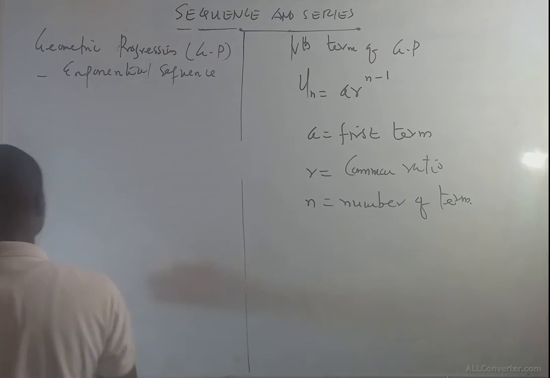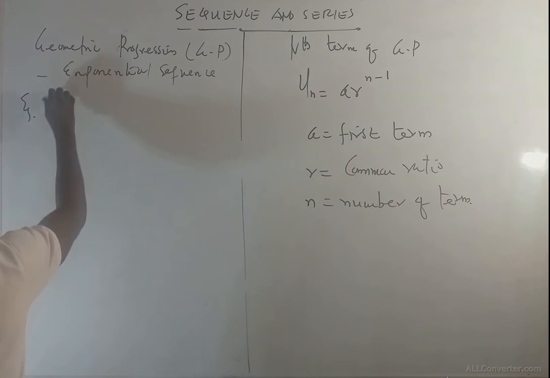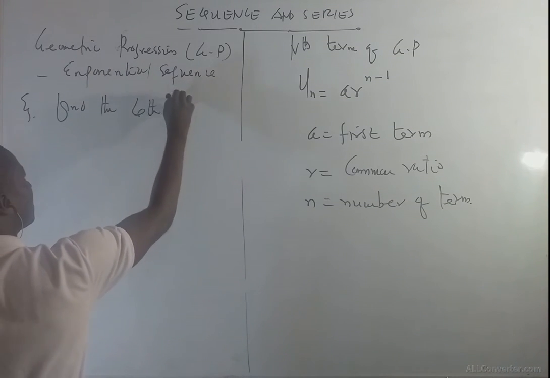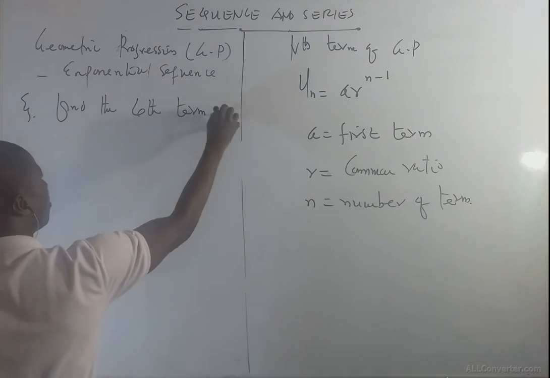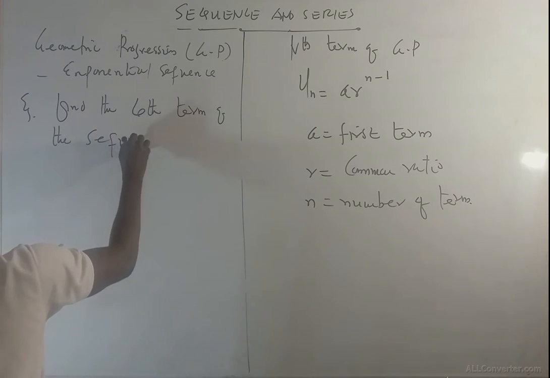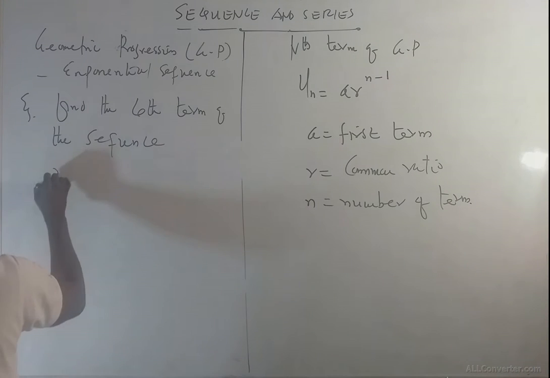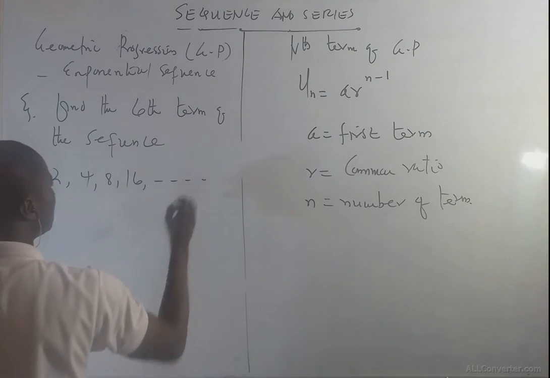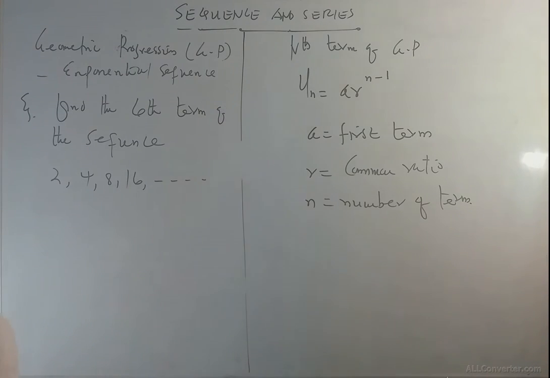Let's assume that we are asked to find the sum of the sequence 2, 4, 8, 16 in that order. Now, this is the question we are given. We are asked to find the sum.